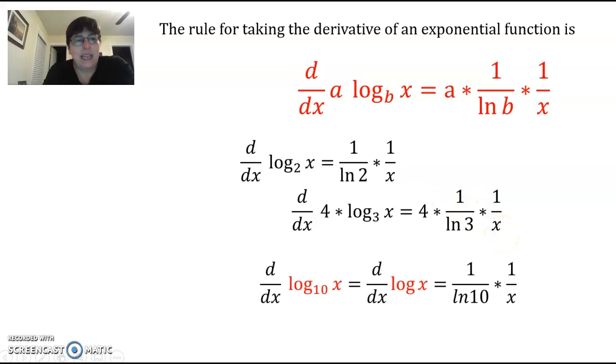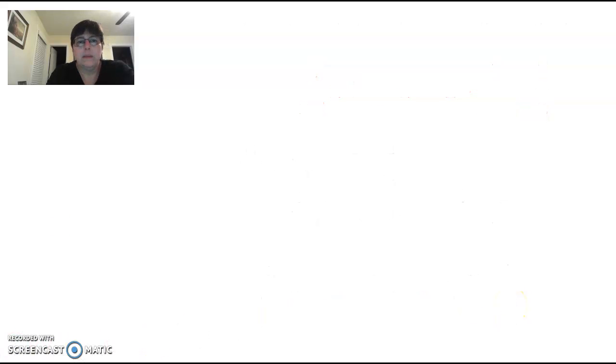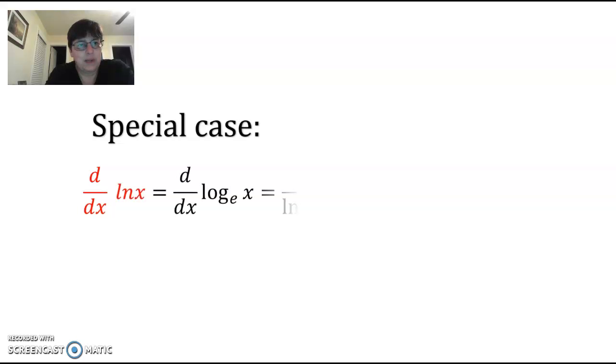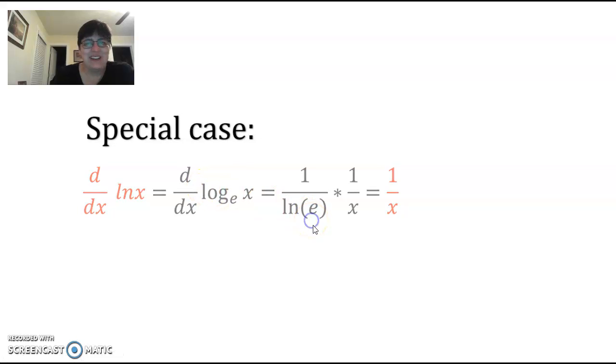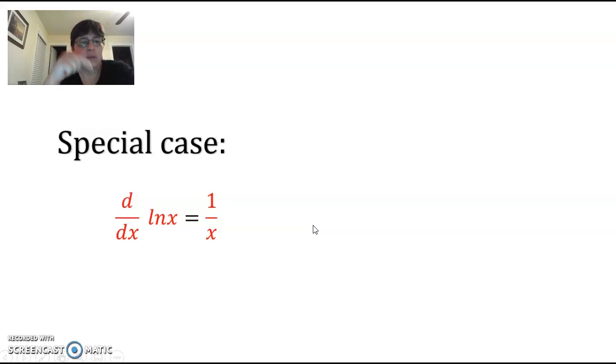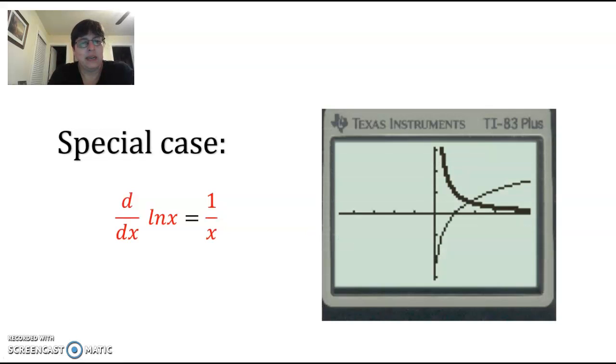Now, log base 10 is kind of interesting because most people don't write log base 10. They just write log. But it still has to have that natural log of 10 times 1 over x. Of course, there's a special case because natural log is log base e. Take the natural log of e, you get 1. Or in other words, the derivative of the natural log of x equals 1 over x. So again, this is a really popular function for calculus.